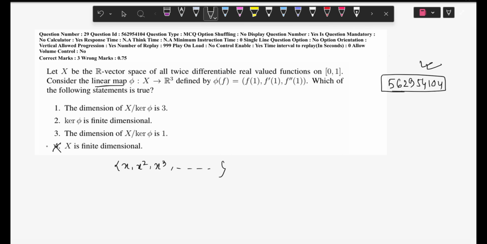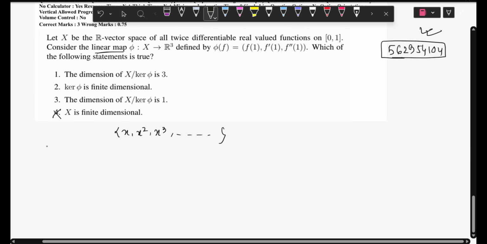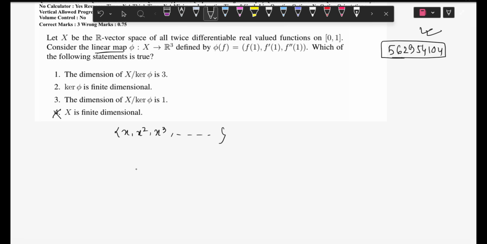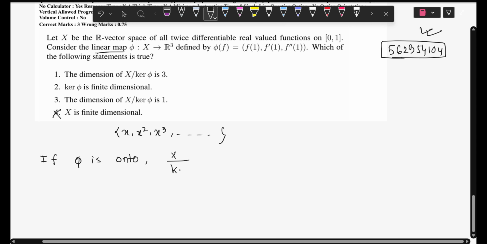option 4। First what I am going to do, I am just going to check whether phi is onto or not। So let me clear you why I am checking that phi is onto or not। If phi is onto, as phi is already given, phi is a linear map, so by first isomorphism theorem of a vector space I can say that X by kernel phi is isomorphic to R3, right?